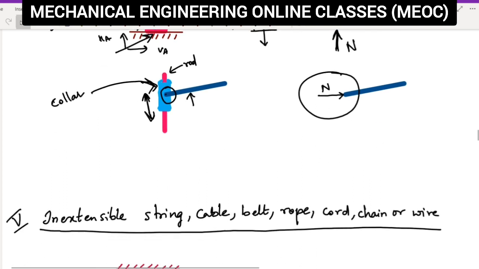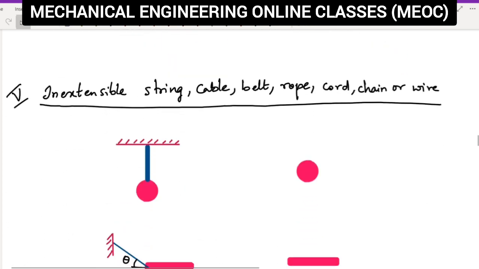Now similarly, let us see the reactions from inextensible. Inextensible means it is not elastic, it is not like a rubber band. It is neither compressed nor expanded. Inextensible string, cable, belt, rope, cord, chain or wire. Or I can say thread also basically.